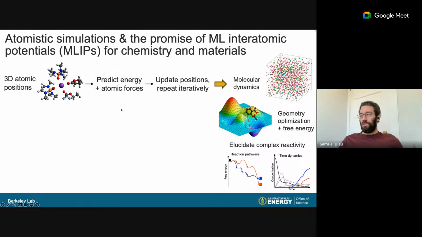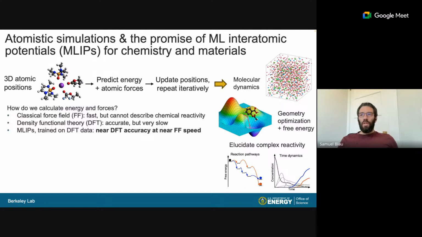And we do this to learn a few different things. We can simulate the molecular dynamics of a box of atoms. We can find the optimized geometry and the free energy of optimized geometries of certain collections of molecules. And together we can elucidate complex reaction pathways and understand the time dynamics of how a system evolves under realistic conditions. And this is the heart of what it means to run atomistic simulations as a computational chemist. So then the question becomes, how do we calculate the energy and the forces that we need in order to drive our simulations?